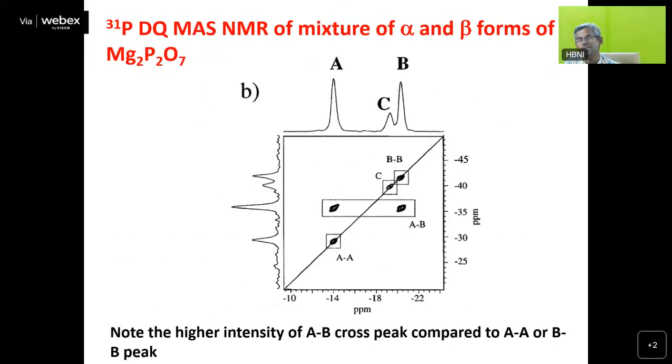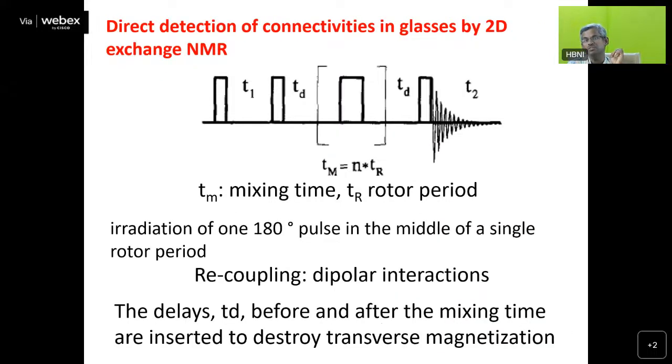Similar to this 2D DQ MAS NMR, there is a slightly different, comparable version that gives the same information. Instead of double quantum, sometimes the exchange of magnetization can be monitored with the help of a suitable 180-degree pulse. This is called direct detection of connectivities in glasses by 2D exchange. Let me close this so that it will be clear to you. So, 2D exchange NMR: exchange here is not proton exchange or isotope exchange. It is a magnetization exchange.